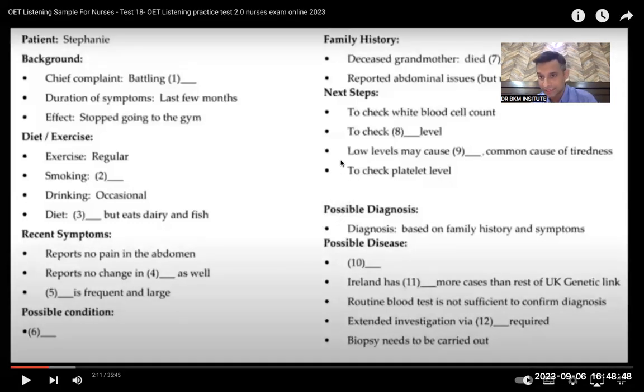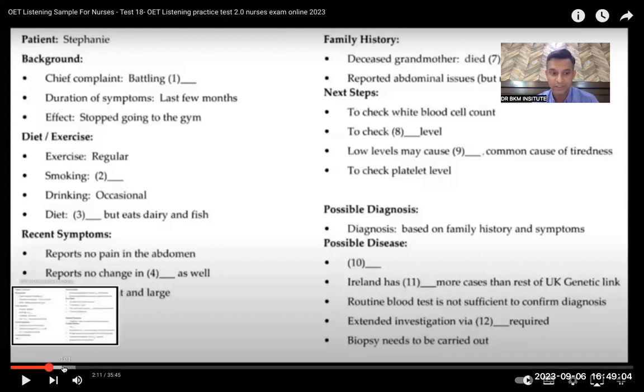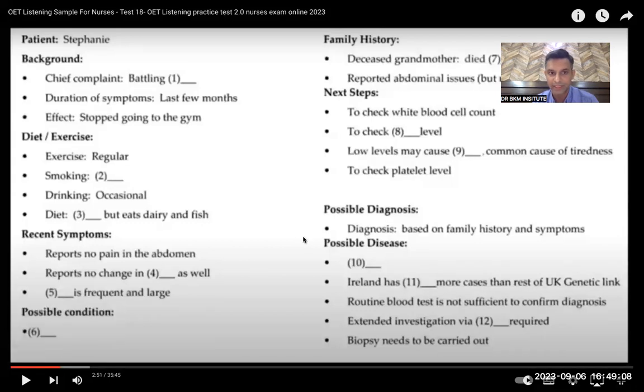So it says only 30 seconds, but I think the time should be more. But if it is 30 seconds also, then I will read the whole thing, that it is about Stephanie talking about this thing: background, diet, exercise, recent symptoms, and there would be family history, next steps, possible diagnosis, and possible disease. So now I'm just going to take the recording ahead so that we do not waste time. I'm just going to play it.